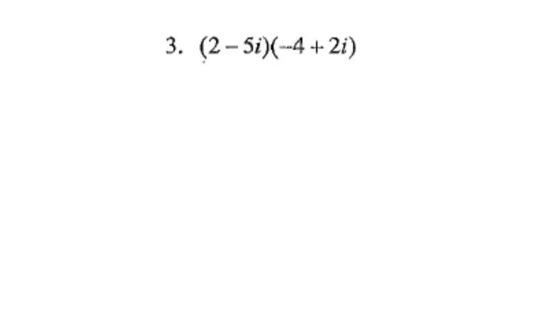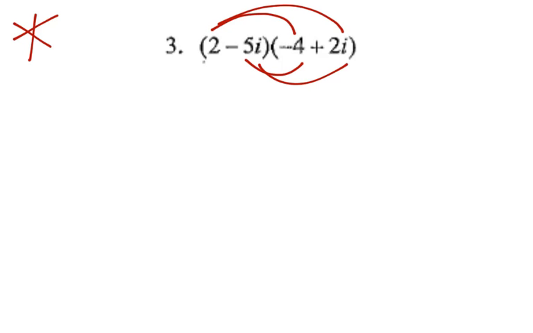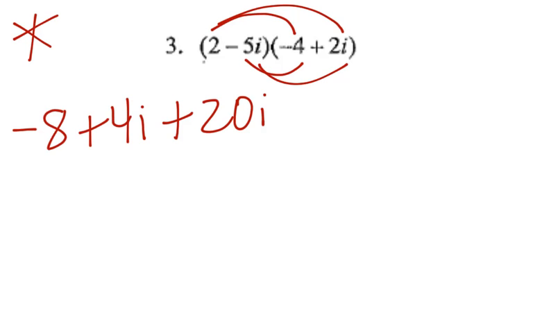This one's different because they're touching. The parentheses are touching each other, which means that you have to multiply. Do FOIL or distribute. Take your 2 times everything. Take your negative 5 times everything. So 2 times negative 4 is negative 8. 2 times 2i is plus 4i. Negative 5i times negative 4 is plus 20i. And negative 5i times 2i is minus 10i squared.